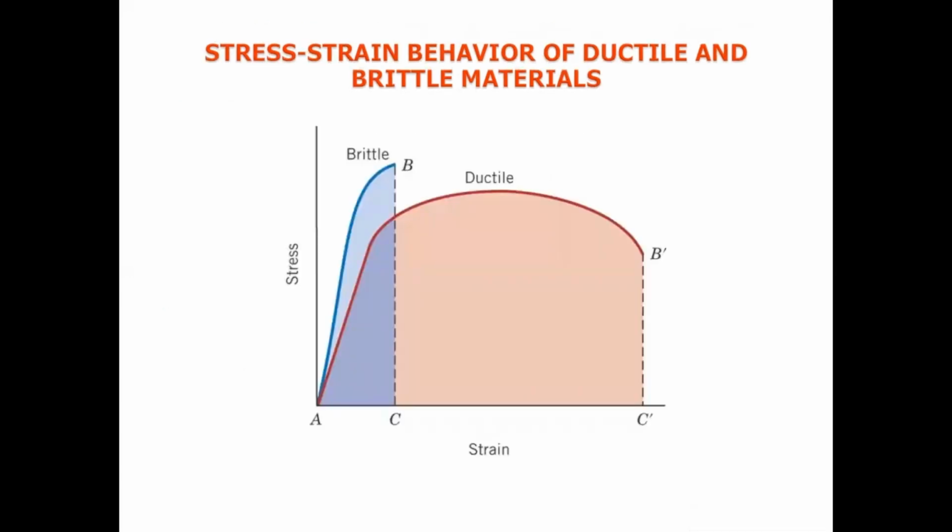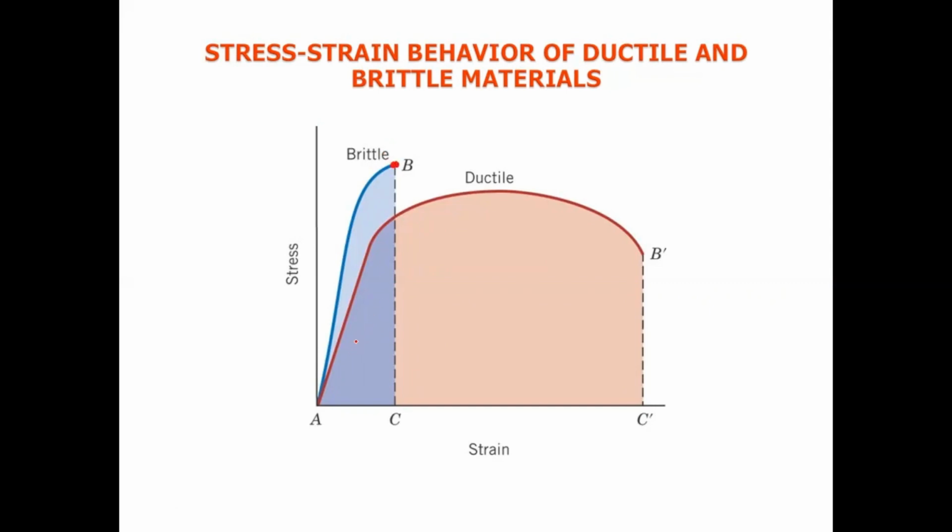So this is the stress strain behavior of a ductile and brittle material. This is stress, this is strain, this is brittle material. When we apply the stress, it will create a strain and suddenly it fails at point B. This is the ultimate stress, or you can say this is the maximum load it can bear. Just at this point, it fails.